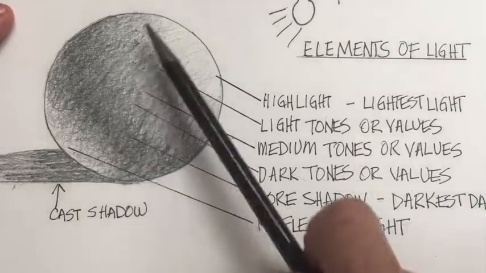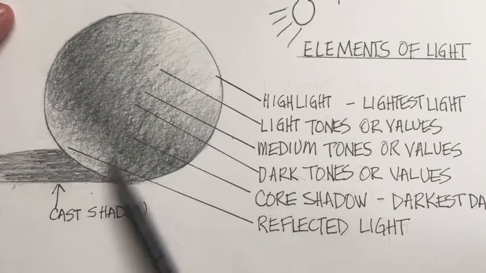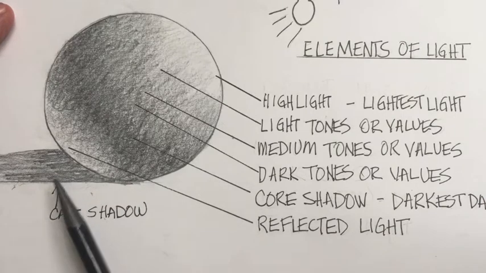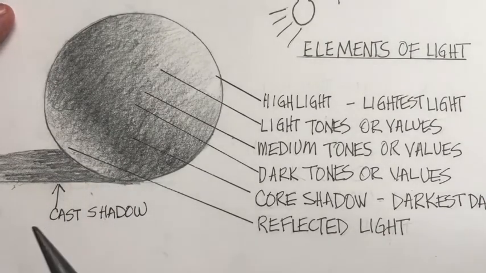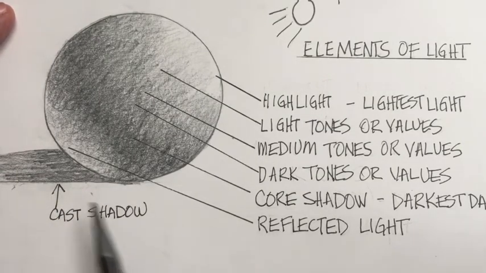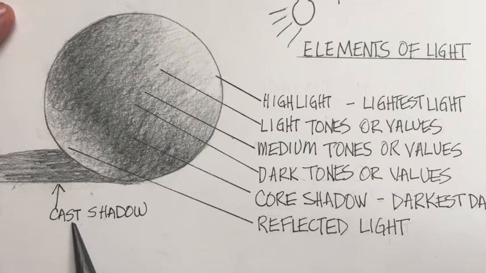Then the object is blocking the light, and on the surface that it's sitting on, it will cast a shadow. So you've probably been walking around, looked down, and seen your shadow on the ground. So the only element of light that is not on the object itself is the cast shadow.